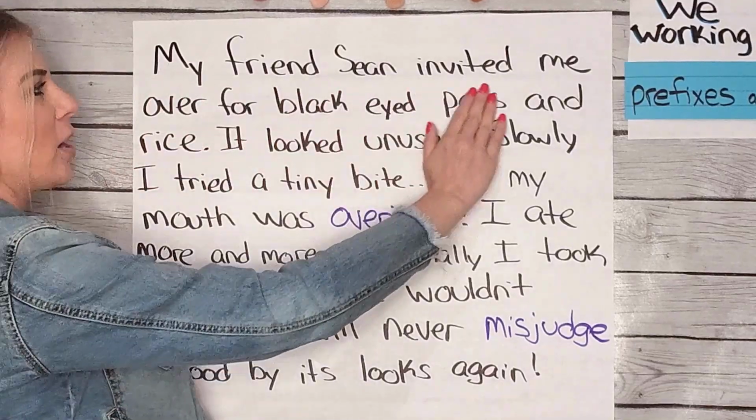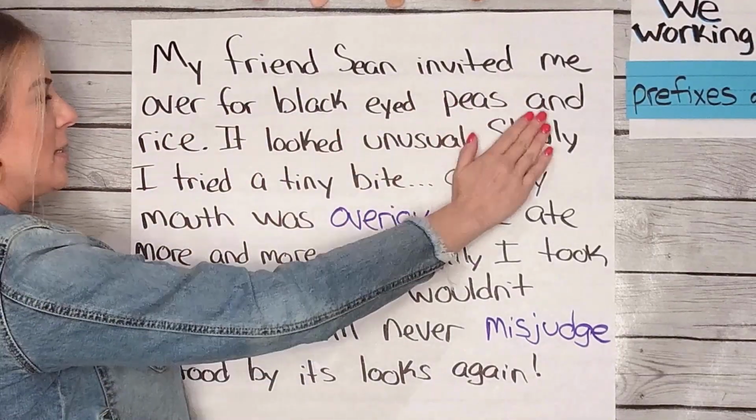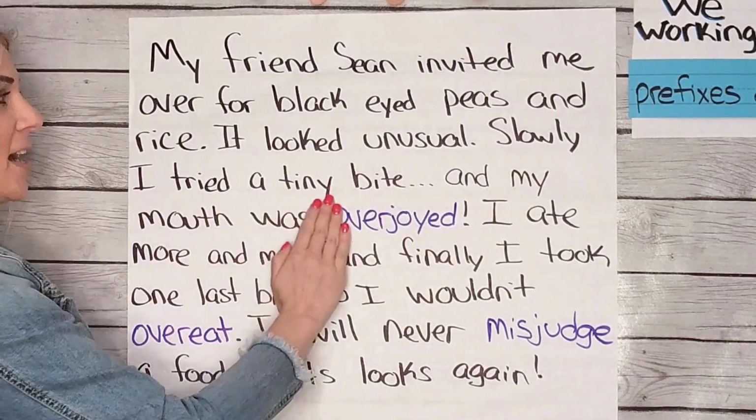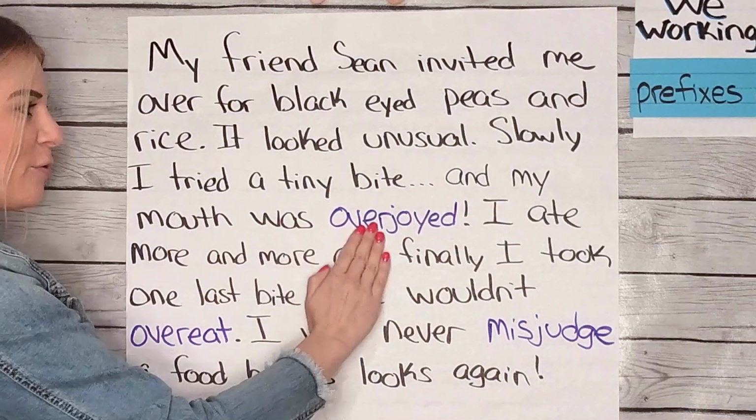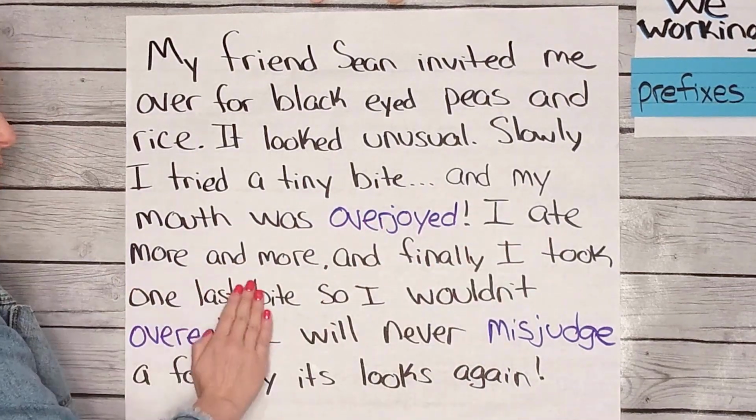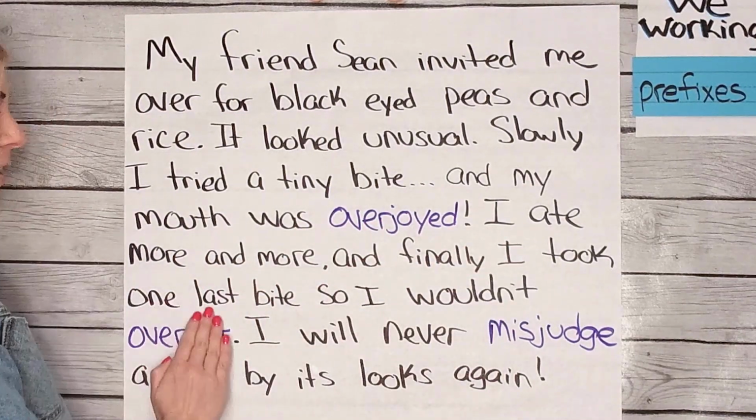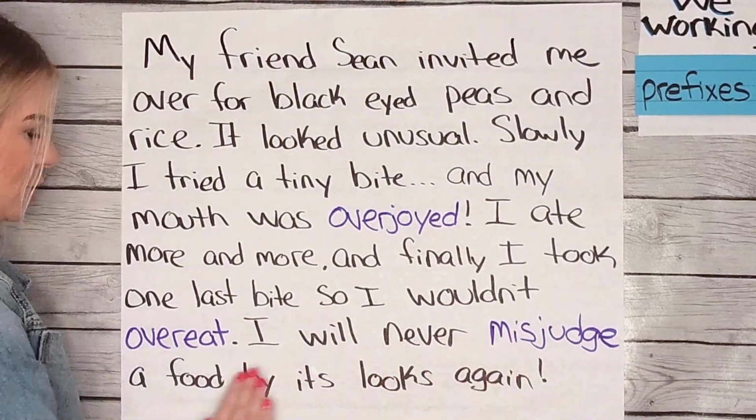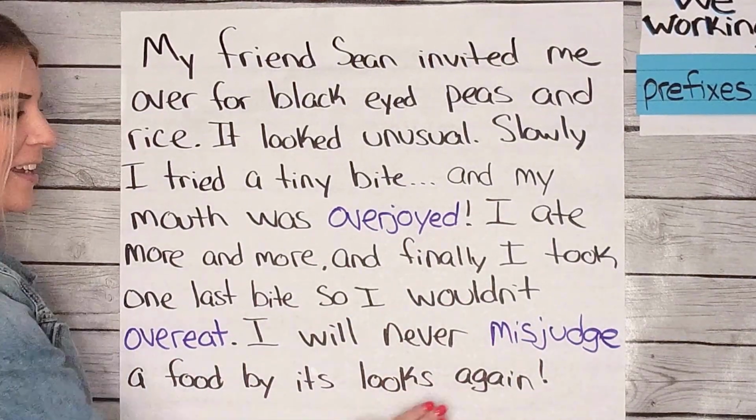My friend Sean invited me over for black-eyed peas and rice. It looked unusual. Slowly, I tried a tiny bite, and my mouth was overjoyed. I ate more, and finally I took one last bite so I wouldn't overeat. I will never misjudge a food by its looks again.